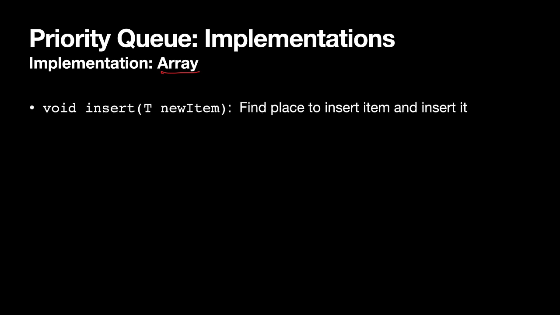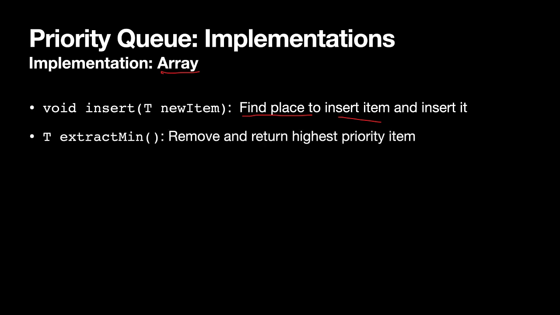Our implementation will use an array to keep track of our items. In fact, we'll even use a fixed size array. Our insert operation's job is to find the proper place to insert something and insert it. So at the end of the insert operation, all of the items in the array should still be in order by priority. Extract min should remove and return the highest priority item.